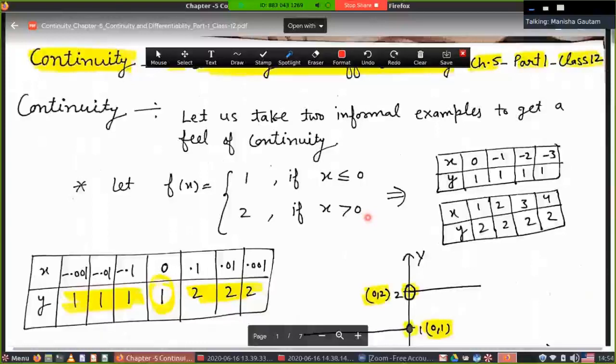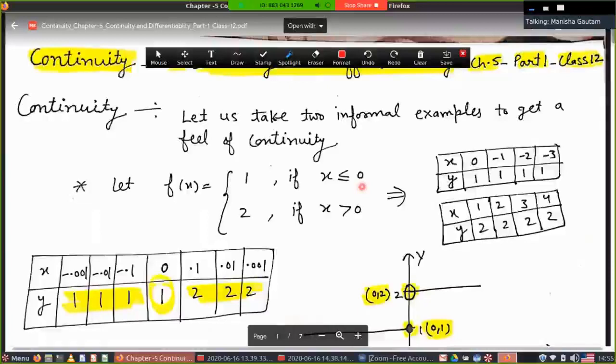Few students can plot the graph just by taking the function in mind. But sometimes students don't know how to plot the graph. In that case, you have to make a table. If x is equal to 0, then y is equal to 1. If x is less than 0, then again y is 1. It means you have to take a few values. Let x be -1, -2, -3. You can take more if you like. Then y will be 1, 1 and 1. Always y is 1 for the case x less than or equal to 0.